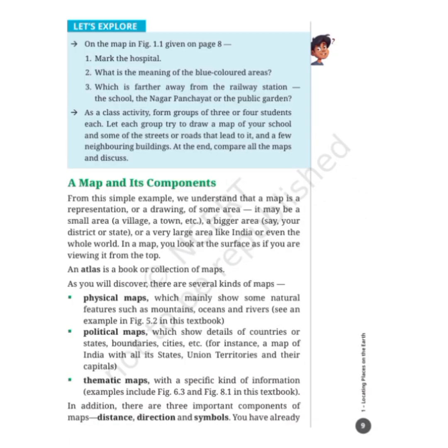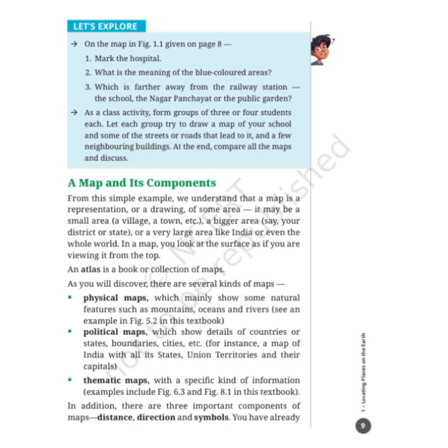Let's explore. On the map in Fig 1.1 given on page 8, 1. Mark the hospital. 2. What is the meaning of the blue-colored areas? 3. Which is farther away from the railway station, the school, the Nagar Panchayat, or the public garden? As a class activity, form groups of 3 or 4 students each. Let each group try to draw a map of your school and some of the streets or roads that lead to it, and a few neighboring buildings. At the end, compare all the maps and discuss.